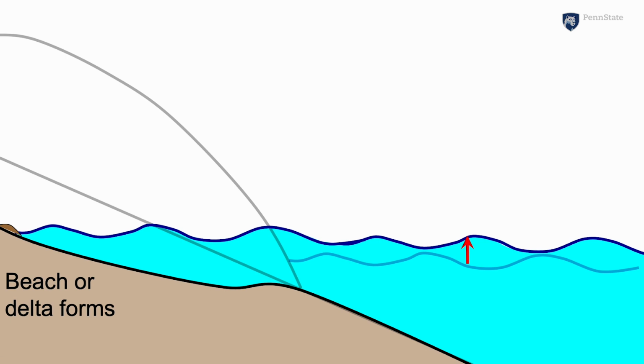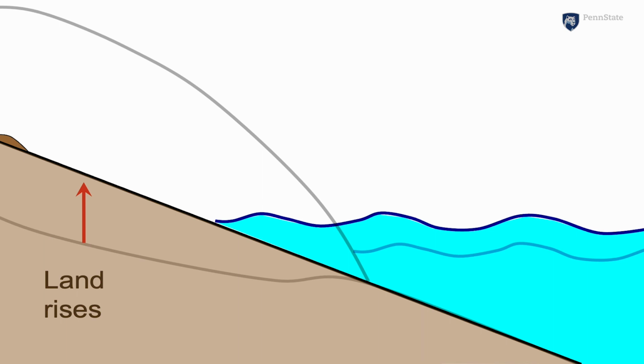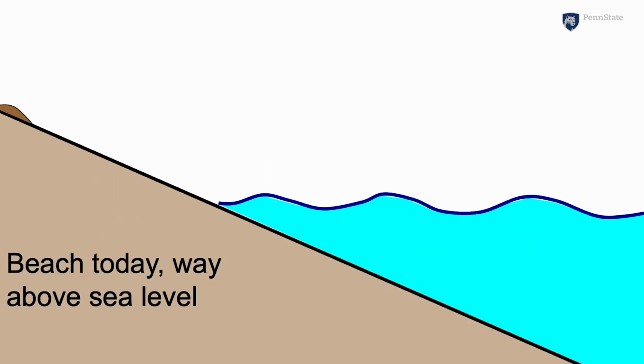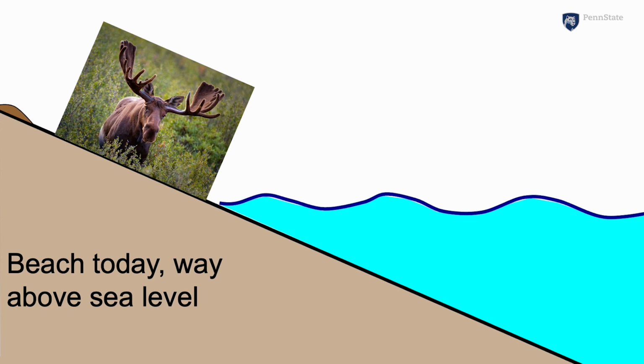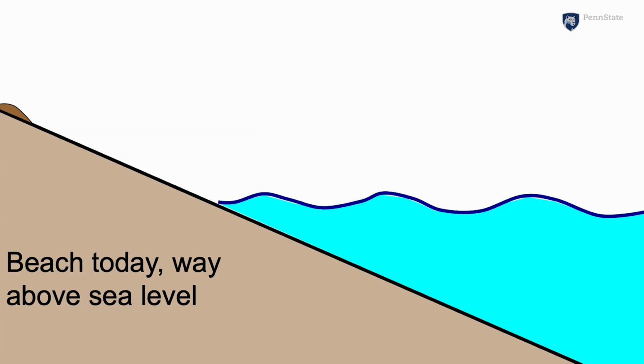When the ocean pounded on the shore, it made a beach, or maybe a delta was built there, far inland. And then as the land continued to rise, that beach or delta was raised way above sea level, where you can find it today. Maybe with a moose in Acadia, maybe not.